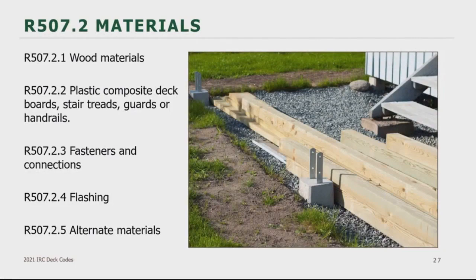References to plastic composite decking throughout the section were referred back to this section, R507.2.2 for the most part. This section basically refers the code user to the manufacturer's installation instructions for the plastic composite material to make sure it's being installed and used correctly.